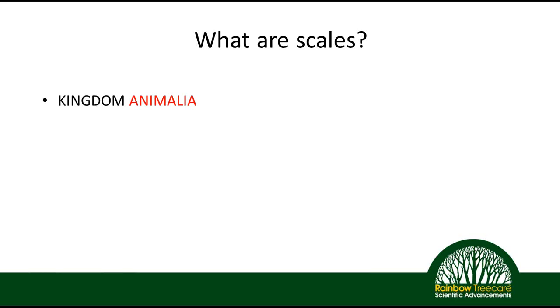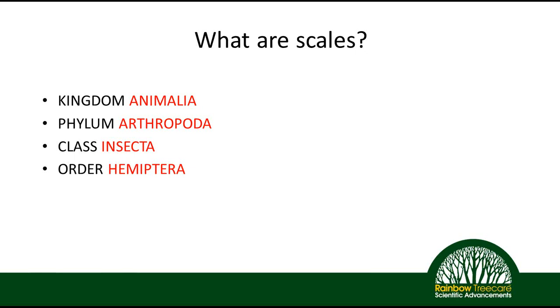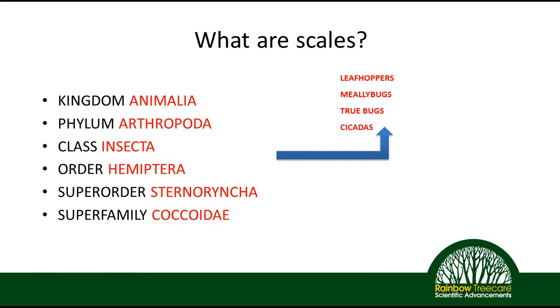But really, what are scales? They fall, like all insects, into the kingdom Animalia and the phylum Arthropoda. The class is technically Insecta. And for scale insects, the order is Hemiptera, which is important because all hemipterans have piercing, sucking mouthparts, which is how they damage the plant. They do fall into a suborder and a superfamily. So they don't actually fall into the group of leafhoppers and mealybugs and true bugs and cicadas, but they're actually more closely related to aphids and adelgids and whiteflies, which means their management techniques are also more closely related to those of aphids, adelgids, and whiteflies.